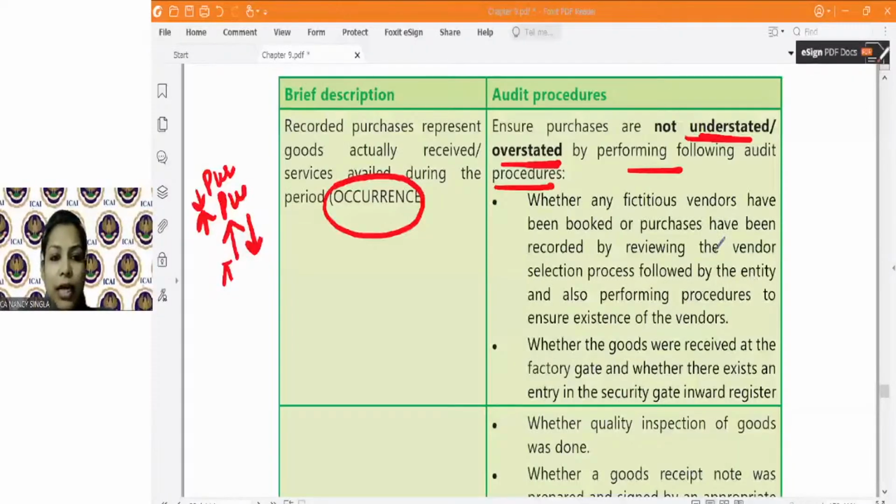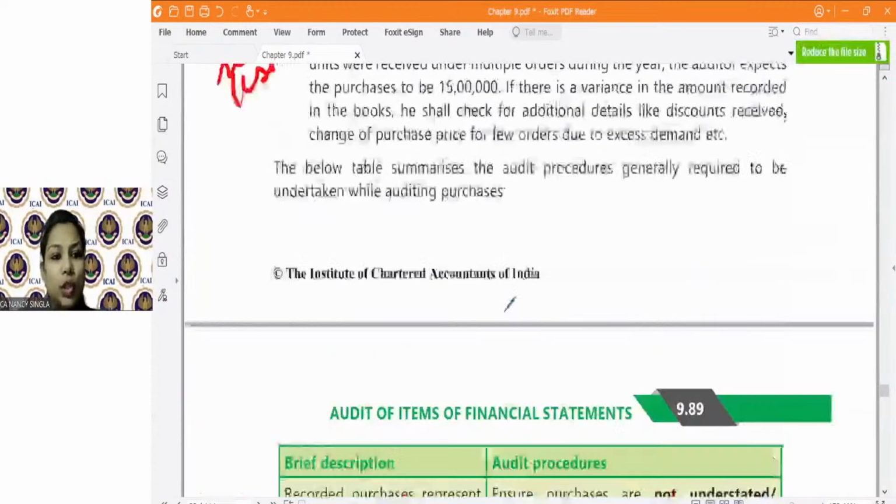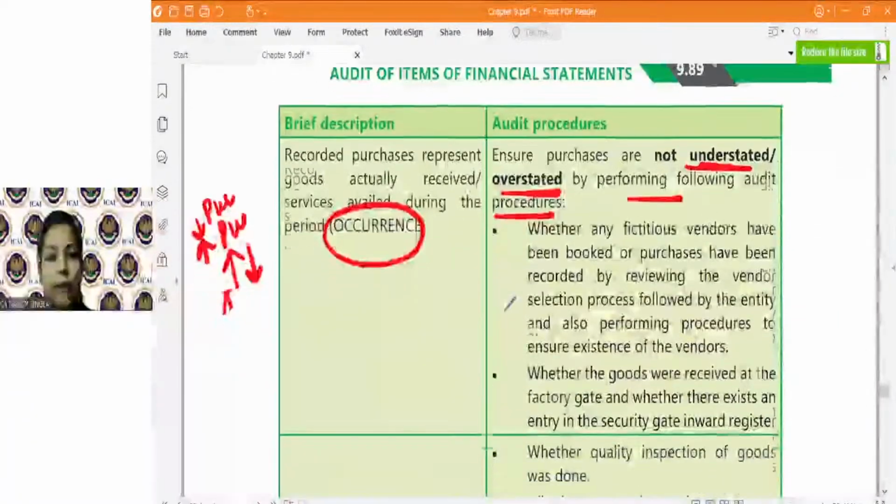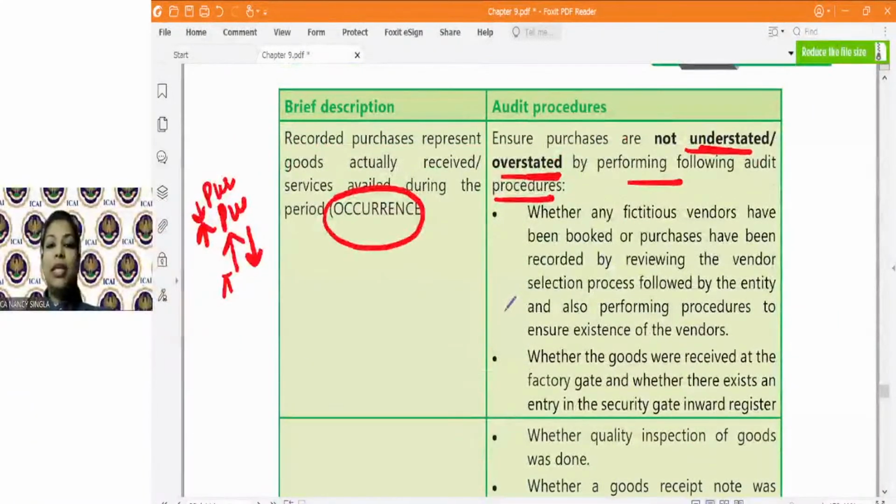First let us have a look at it from the module. Disclosure भी कर लेते हैं, उसके बाद वो वाला point करेंगे. Now with respect to occurrence हमें क्या देखना है? Overstatement and understatement नहीं होना चाहिए. तो fictitious vendors तो नहीं है. Vendor selection process देख लो.